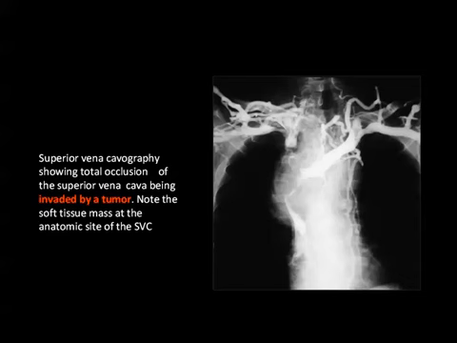Particularly, and this is just an example. You can see here a map of the mediastinum, the flow in the left arm as well as in the right arm, specifically the superior vena cava.